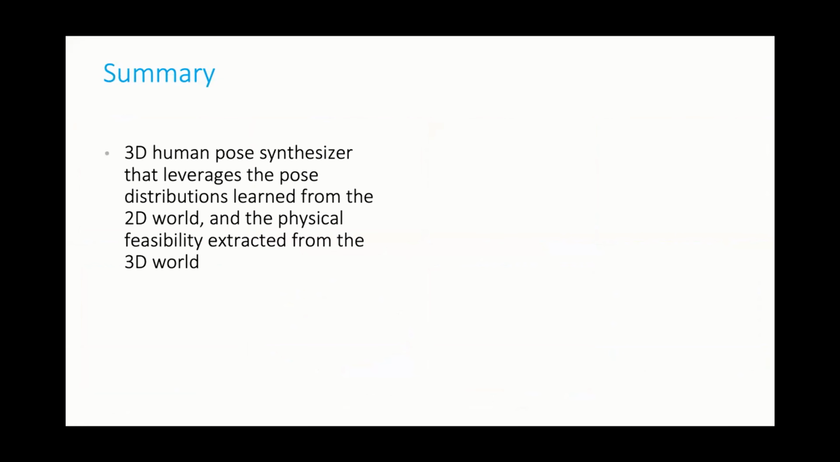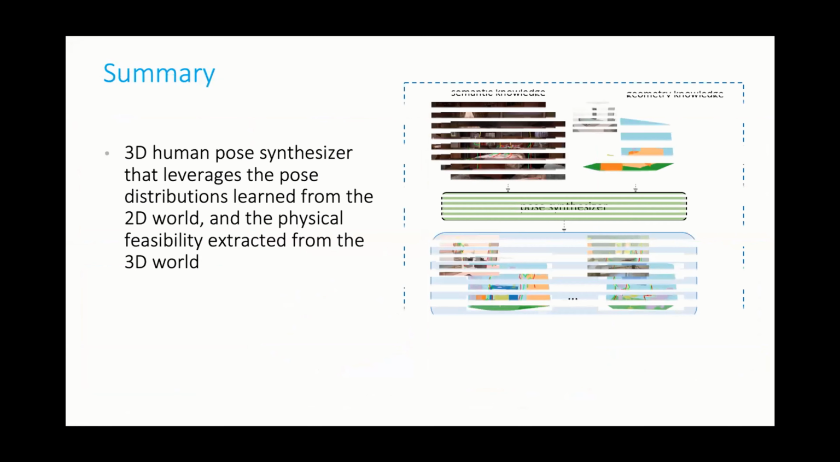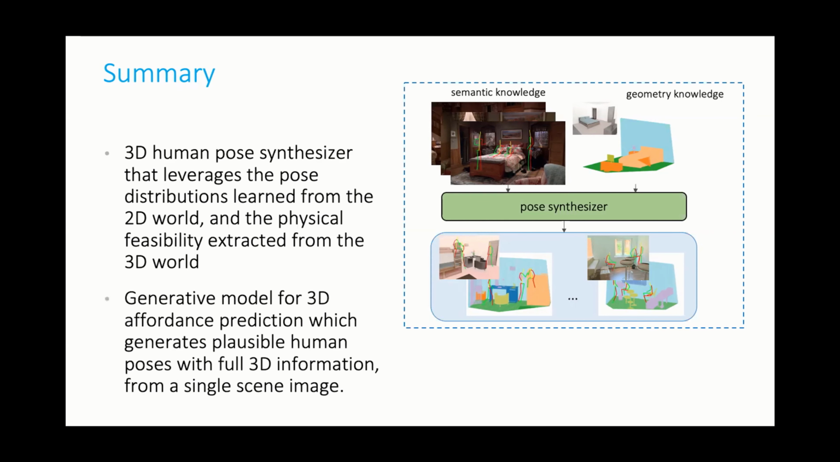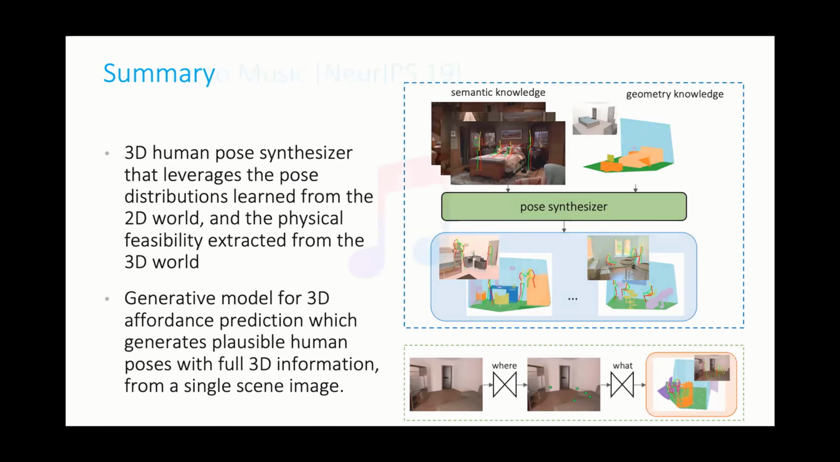Okay, to summarize, we developed a 3D human pose synthesizer. We leverage what we know from 2D and 3D datasets so that we can generate a pose synthesizer, and from that we will be able to learn what and where and which module to insert humans in the scene. Okay, so I'll just show some results for the next one.